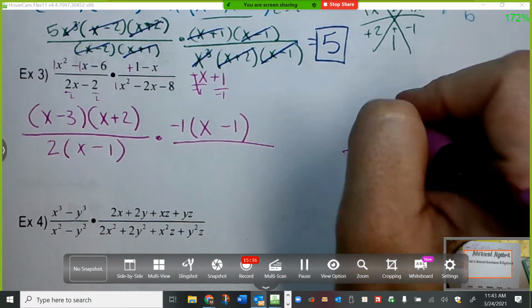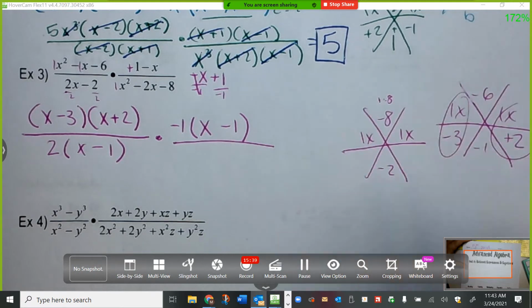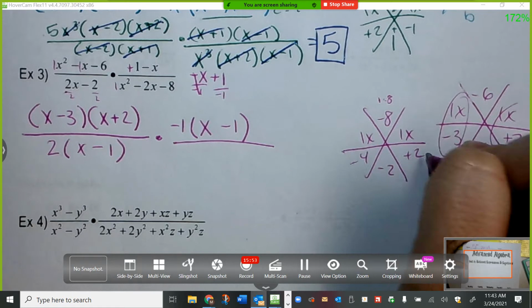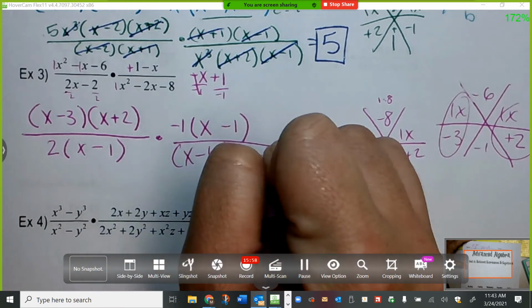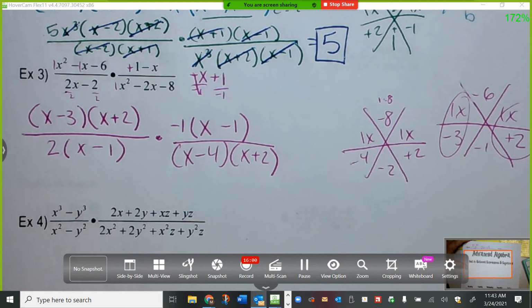I want you to remember this is a times c, and 1 times anything is itself. That's why it looks like it's just c. What multiplies to give me negative 8 but adds to give me negative 2? Negative 4 and positive 2. Everything is factored as far as it can be.